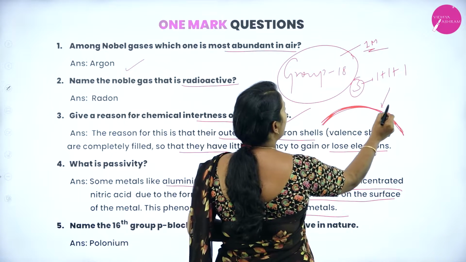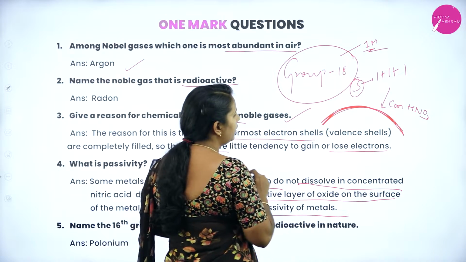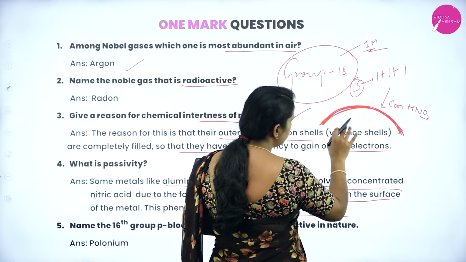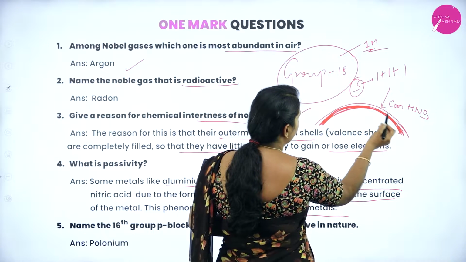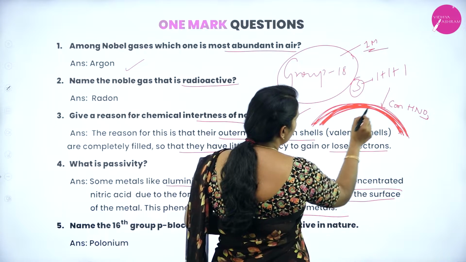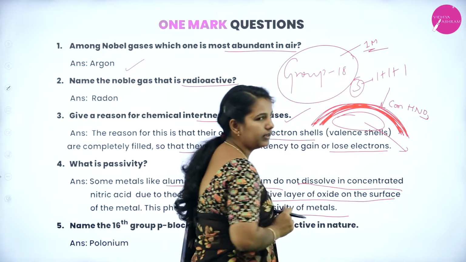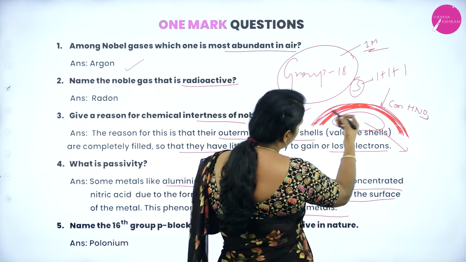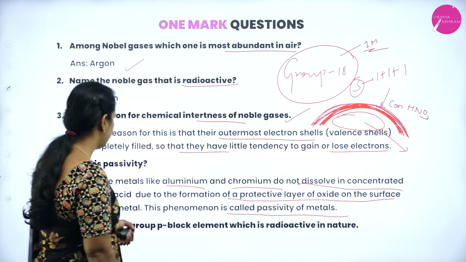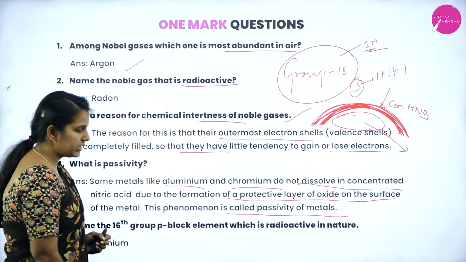Now you have added concentrated HNO3 to this. What will happen? We know that concentrated HNO3 attacks the surface of the metal, so this metal forms a protective layer on its surface. As a result, when we add concentrated HNO3, the inner part does not get affected. This process of development of a protective layer on the surface of the metal, we call it what? Passivity.